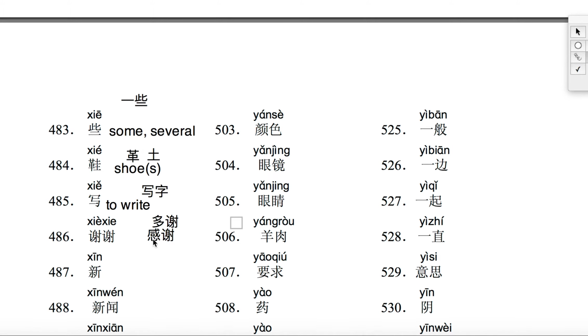But what about this one? 感谢. 感 means to feel, right? So if you say this, it sounds deeper, like you are more sincere. So you can say, 我感谢我父母, your parents. In that case, your parents will feel you are more sincere, not just, hey, thanks for raising me up.